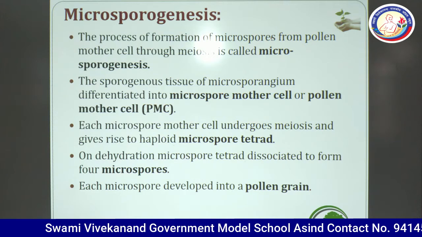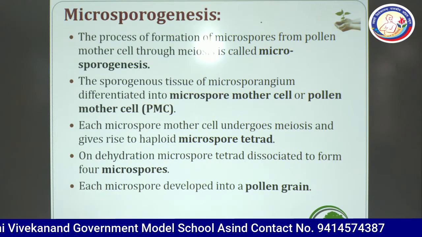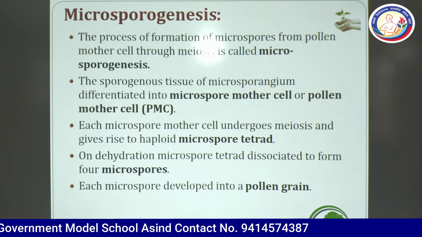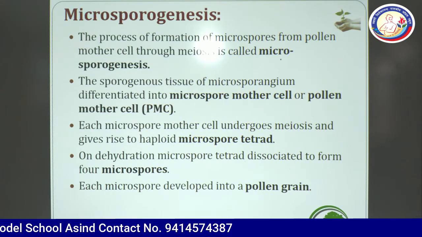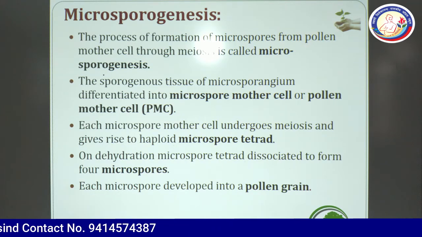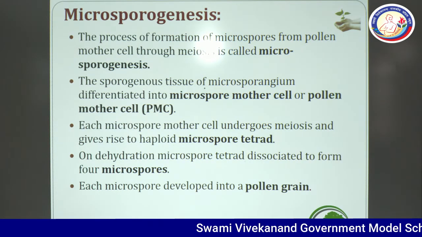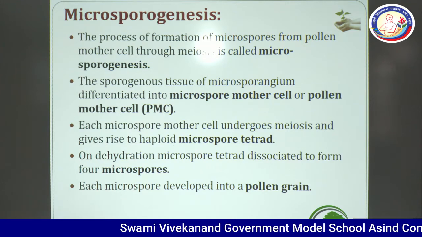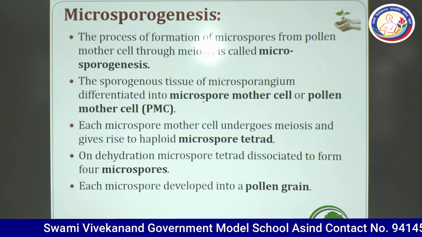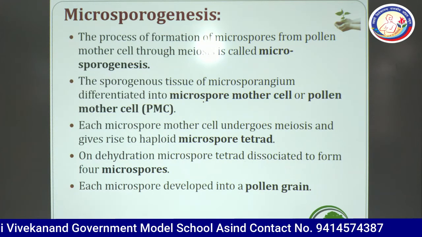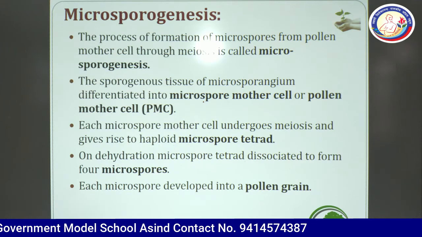Microsporogenesis. The process of formation of microspores from pollen mother cell through meiosis is called microsporogenesis. You can see microsporogenesis can be carried out with the help of sporogenous tissue. The sporogenous tissue of microsporangium differentiates into microspore mother cell, or you can see another name of this is pollen mother cell.